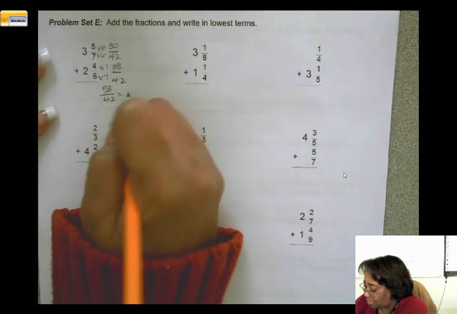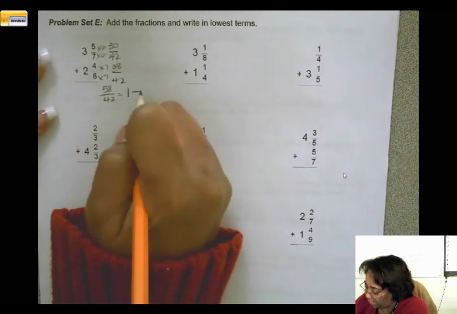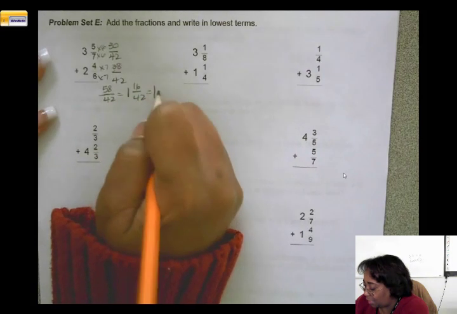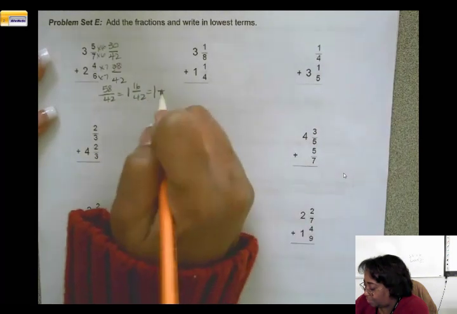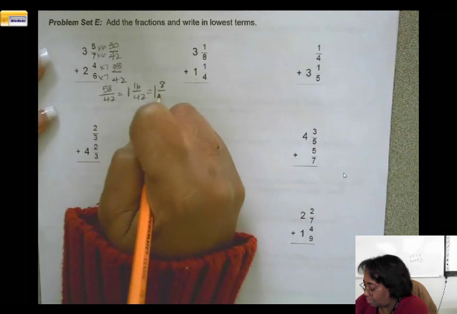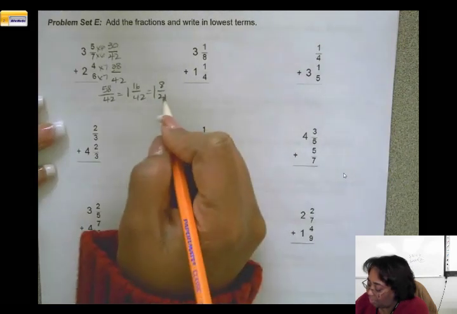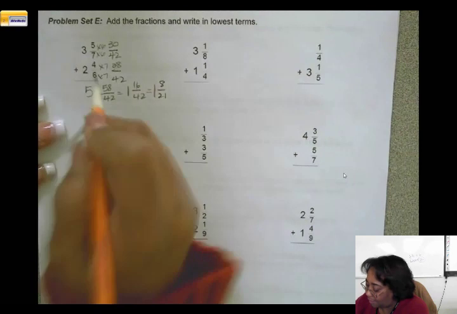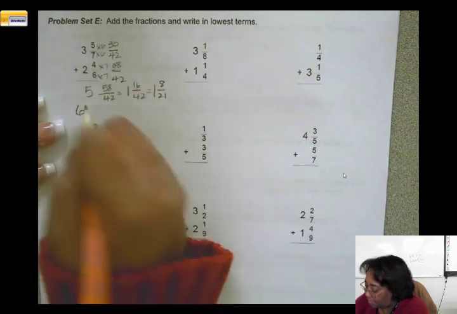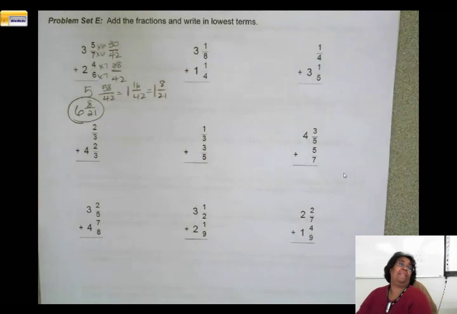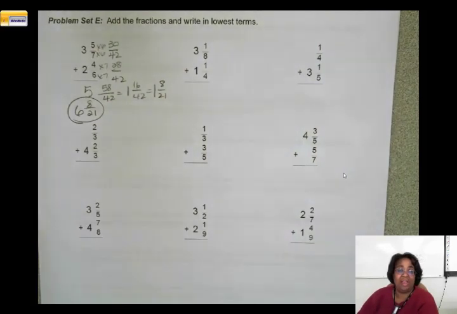When you reduce that, you get 1 and 16 over 42, which can reduce to 1 and, let's see, 2 goes into that 8 times, 2 goes into that 21 times. So the fraction is 1 and 8/21. We're going to add that to 5. My answer will be 6 and 8 over 21 for the first one. Okay? So you take that whole number, add it with the mixed number that you reduced, and you get the final answer.